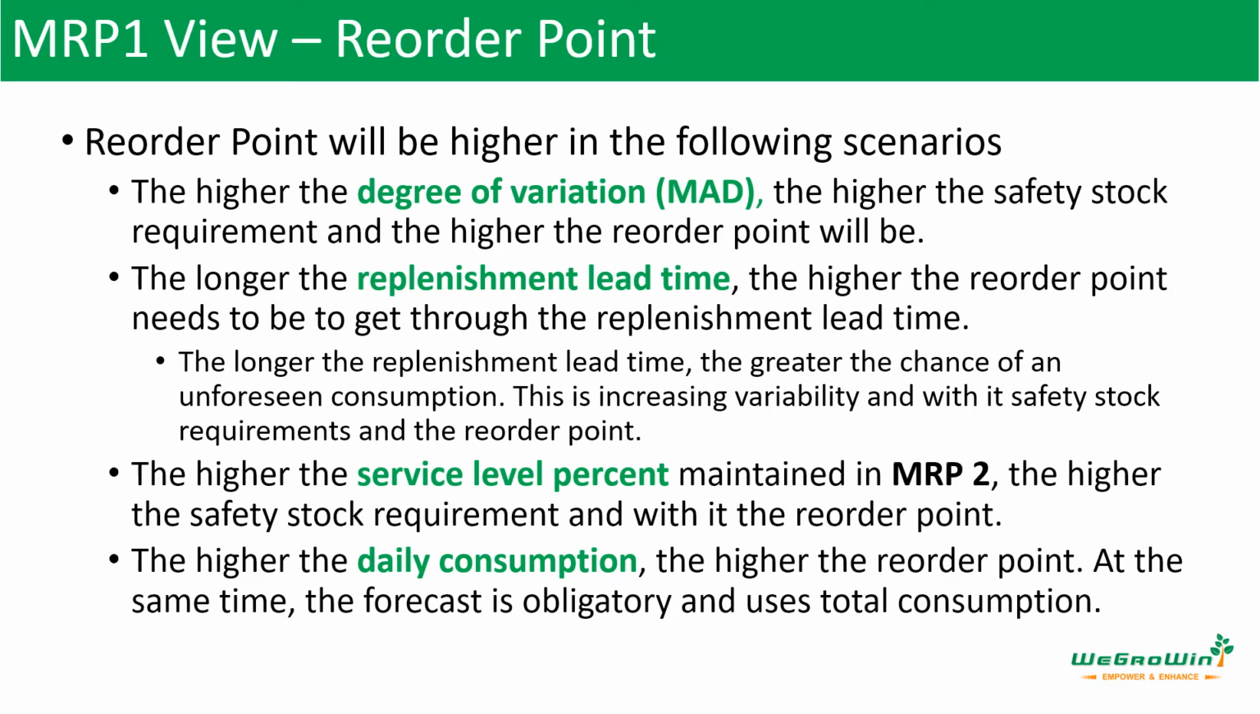This increases variability and also the safety stock will increase. The higher the service level percentage, the higher the reorder point required. The service level is maintained in the MRP2 view. And when the daily consumption quantity is increased, the reorder point will increase. At the same time, the forecast is obligatory and uses the total consumption.